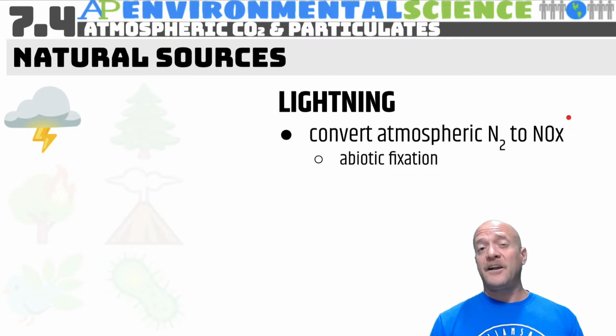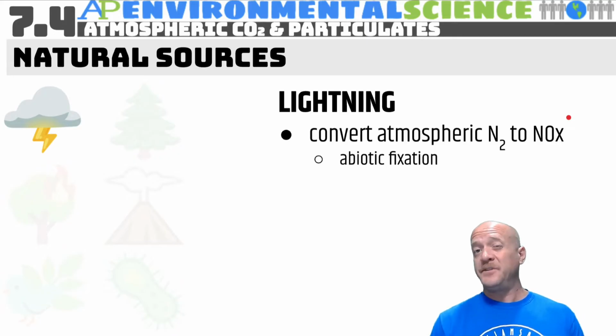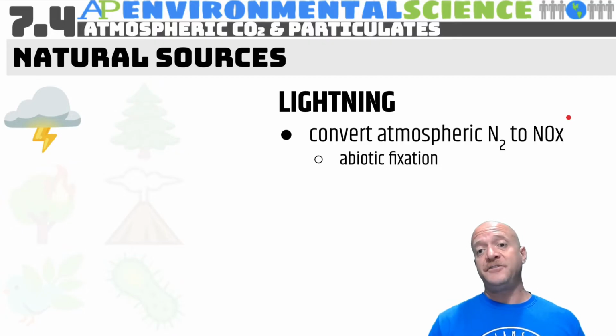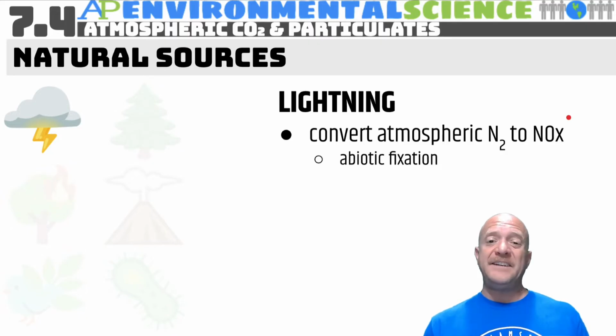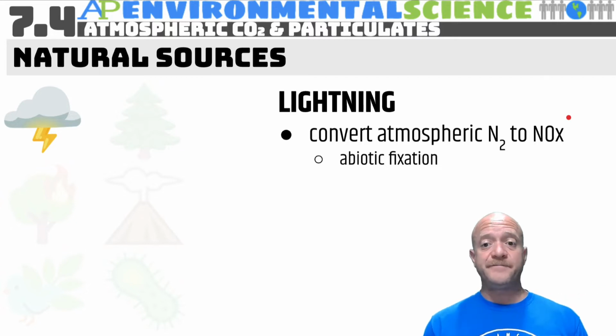So I'm going to talk about some common natural sources of atmospheric CO2, particulates, but also other substances or other chemicals. First of all, lightning is a major natural source, and I just wanted to reiterate that it does convert atmospheric nitrogen to NOx's. It is a form of abiotic fixation, so it will go to nitrite, NO2, and then nitrate. That was part of the nitrification, but the abiotic fixation fixes atmospheric nitrogen directly to NOx's. And then it joins into the nitrogen cycle.